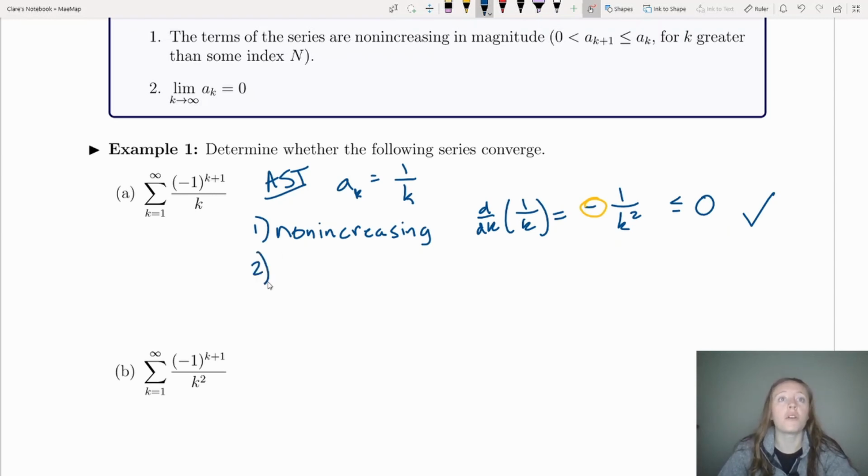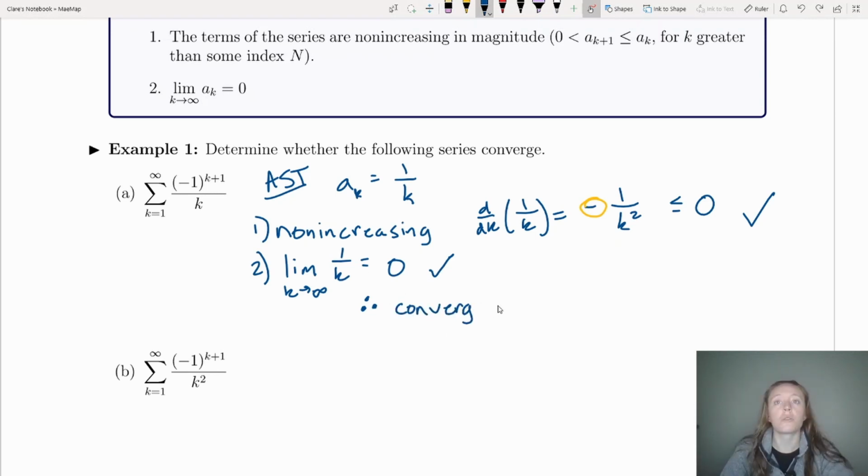The next step we need to show is that the limit of a sub k as k approaches infinity equals 0. Well, a sub k in this case is 1 over k, and the limit of that is 0 because as k approaches infinity, we have a finite constant over something that's blowing up. That's always going to go towards 0. So we have our second condition confirmed. Therefore, that's what these 3 dots mean, this alternating series converges. I'll just write converges.